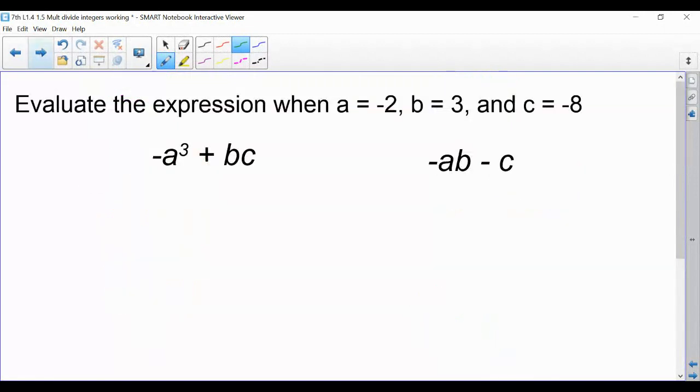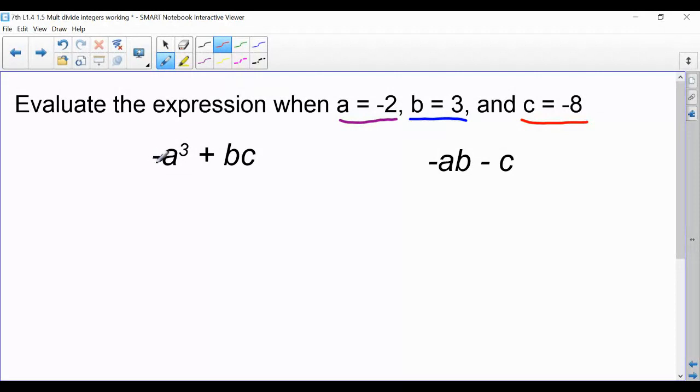Okay, we're going to do some substitution in orders of operations problems. So this gives us a bunch of different numbers that we have to substitute in. Up here, we're told that A equals -2, B equals 3, and C equals -8. So those are the different numbers we plug in wherever we see a letter.